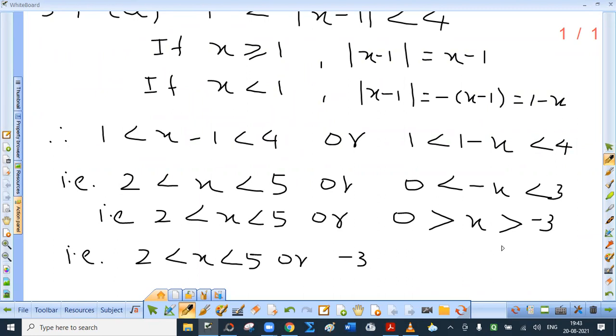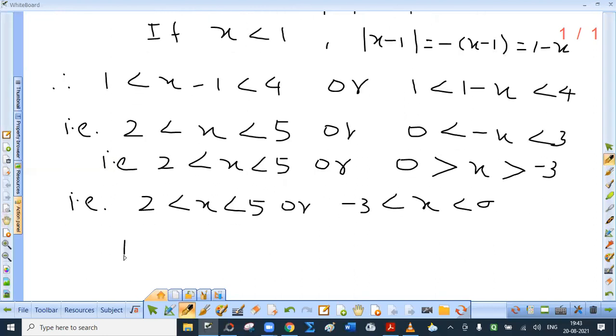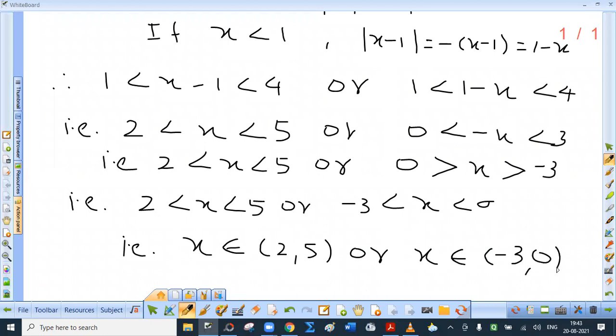Now see, this is head and this is tail. Tail is towards minus 3. I have written minus 3 first. So minus 3 less than x less than 0. Okay. Now I can say x belongs to open interval 2, 5, or x belongs to open interval minus 3, 0. Okay. So what is the solution set? Their union.